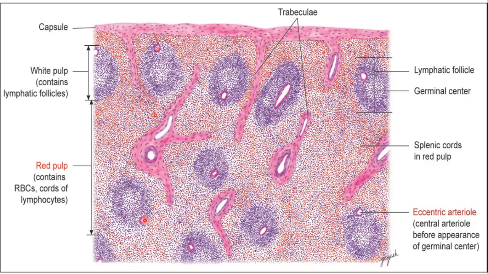The arteriole is eccentric, but here it is central. So this is the periarterial lymphatic sheath, but this is the Malpighian corpuscle, or the splenic corpuscle.